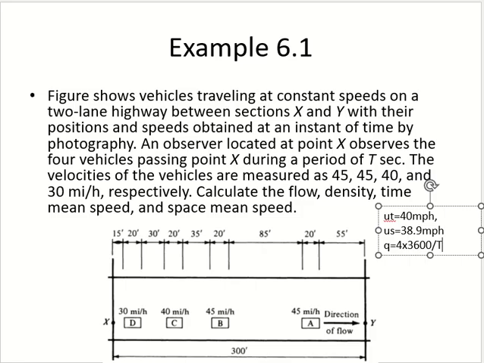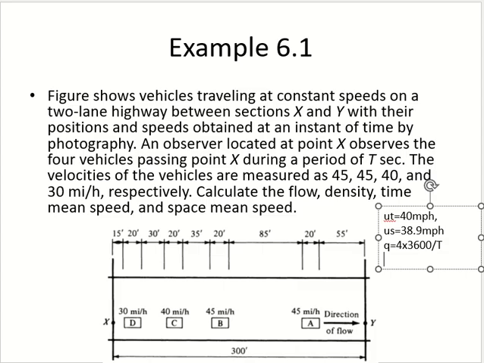So for density, density is vehicles per unit length. Vehicles per unit length converted into miles, because you cannot put them in feet. It will be very small, a fraction. So do we have number of vehicles? Do we have length? Yeah. We have 4 vehicles and we have 8 and 10. So how much do we get here?